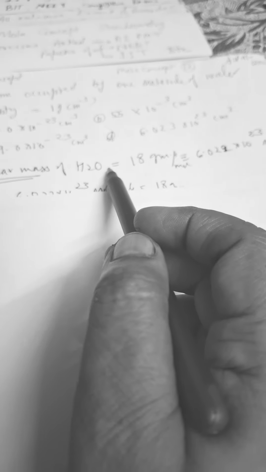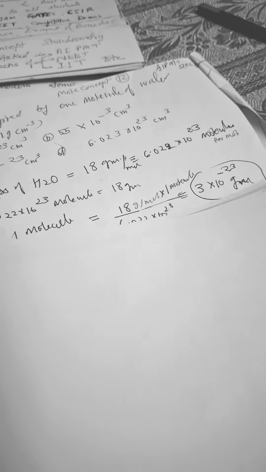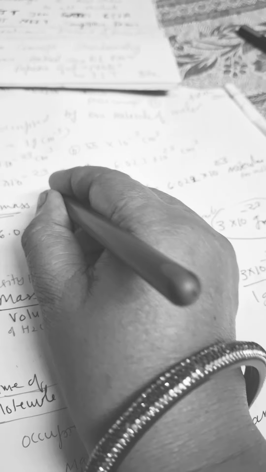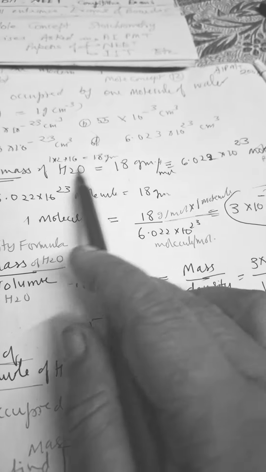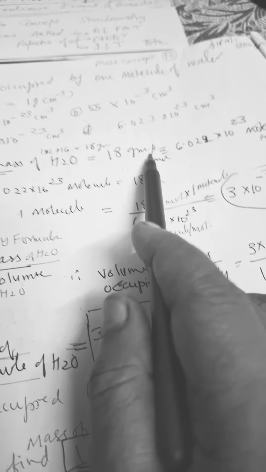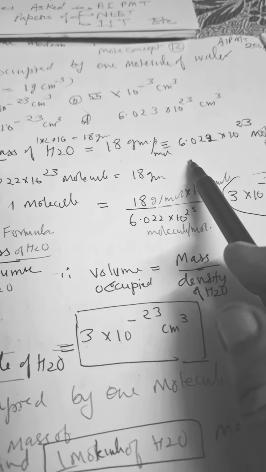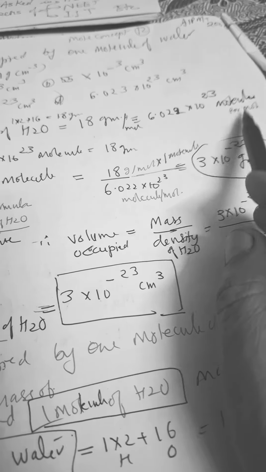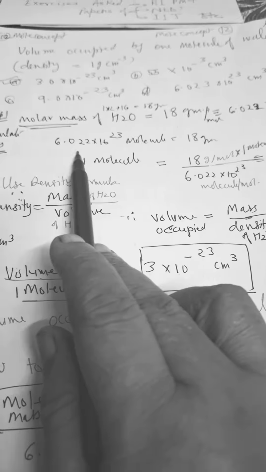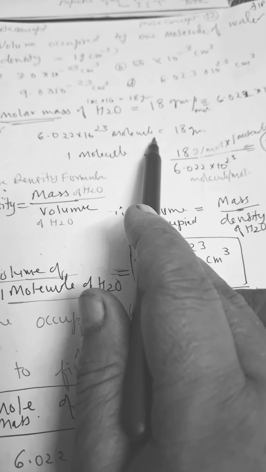So first of all, step 1, we have to write down the molar mass of water. It is 18 gram. How do we find it? 2 × 1 + 16 is equal to 18 gram. So the sum of atomic masses with their coefficients gives 18 gram per mole as the molar mass of water, and it is equivalent to 6.022 × 10^23 molecules per mole. So 6.022 × 10^23 molecules is equivalent to 18 gram.